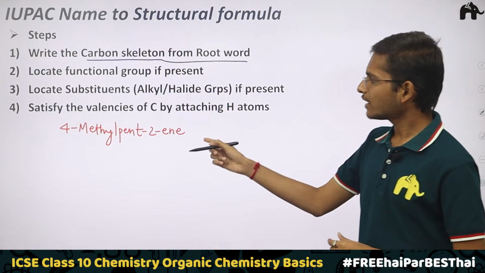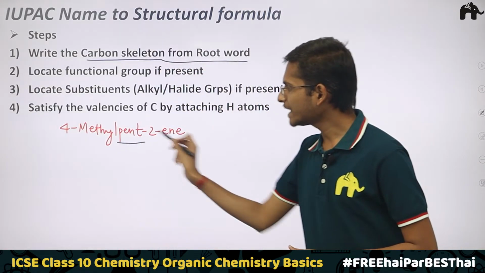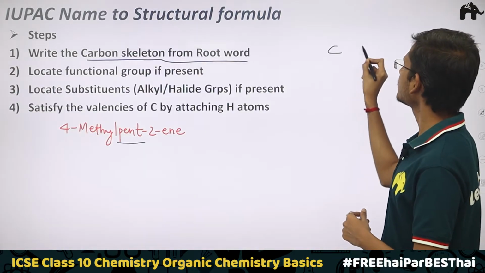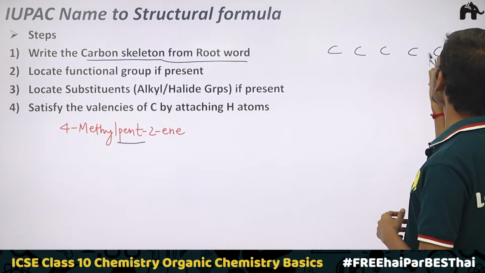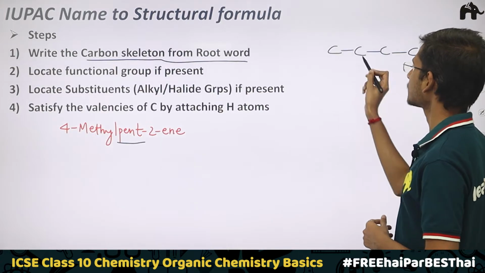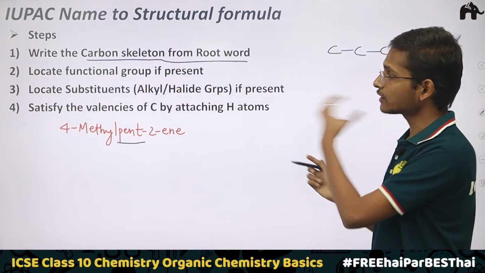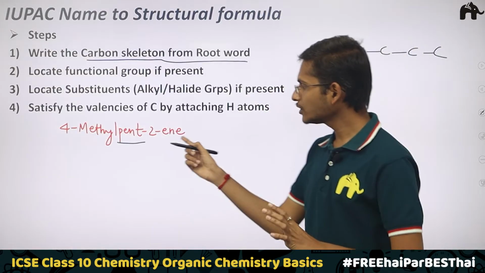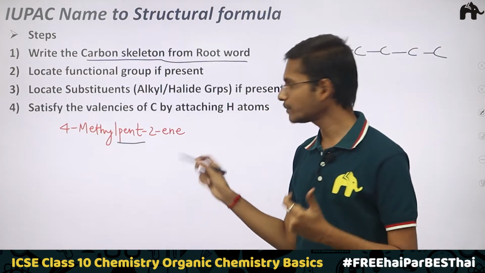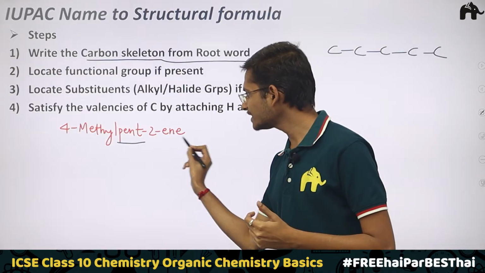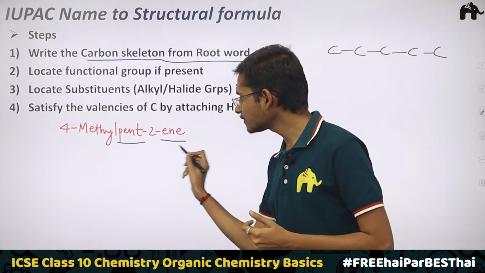Now I know the root word is pent. So I would write the carbon skeleton 1, 2, 3, 4, 5, and join them with carbon single bonds. This is the carbon skeleton. Next, locate the functional group if present. I know the double bond is also considered a functional group, and if it is there, there is the ene suffix. So yes, there is a functional group.